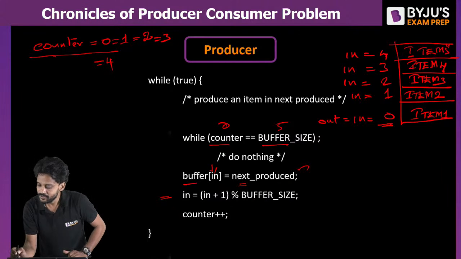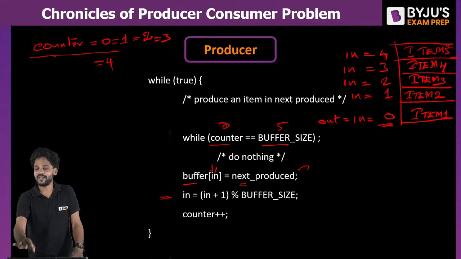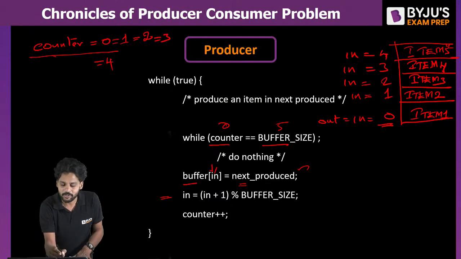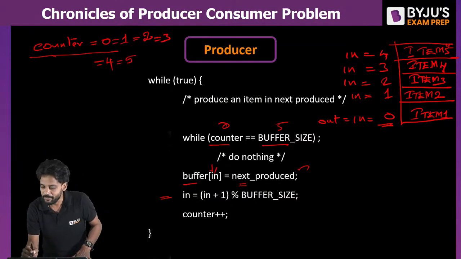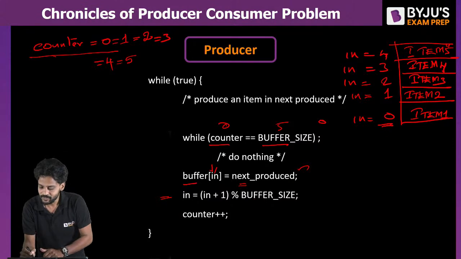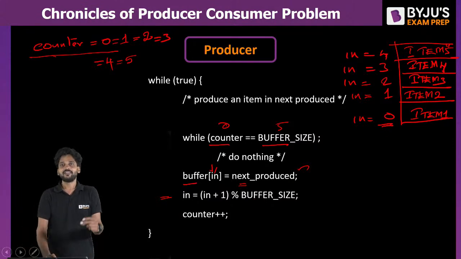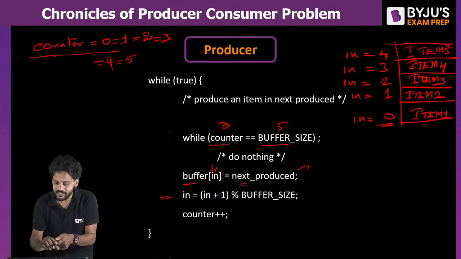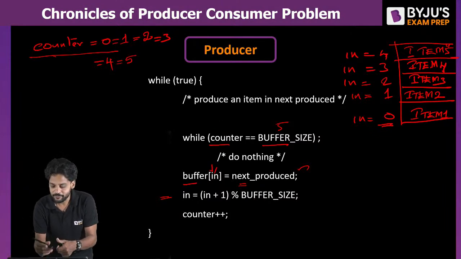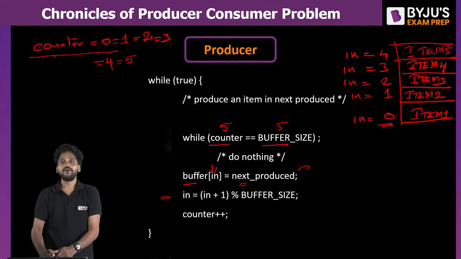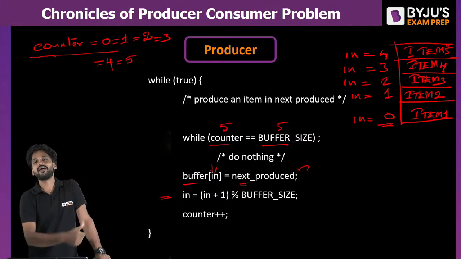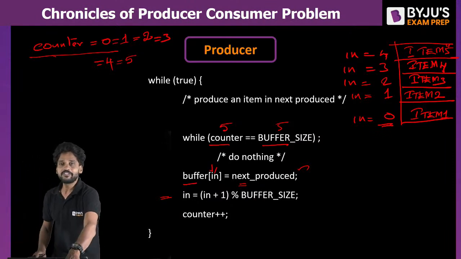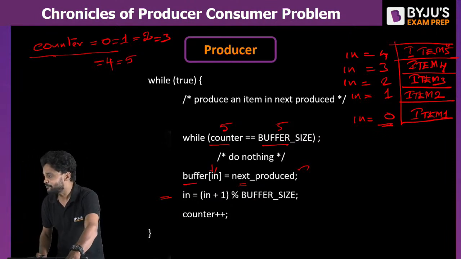I hope it makes every sense right now. Right after the 5th item has been produced, counter becomes 5, in will come back to 0. Then producer won't be able to produce any more elements since counter already made it to 5. Now, producer will be caught up at the infinite while loop. Okay. Now, without wasting much time, I hope you got the point, right?